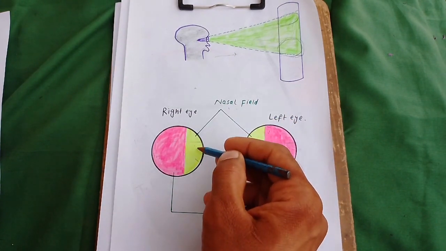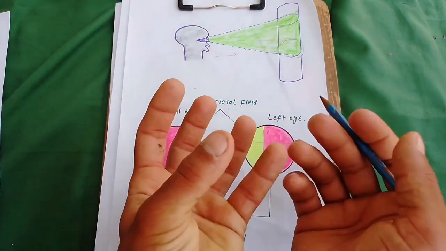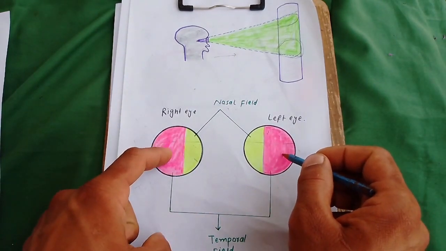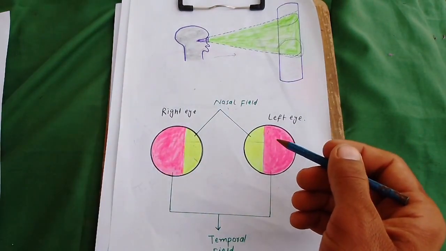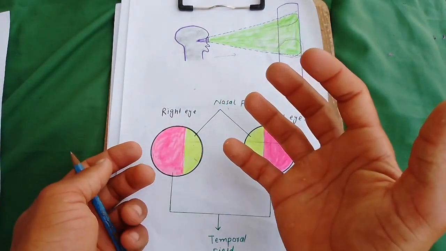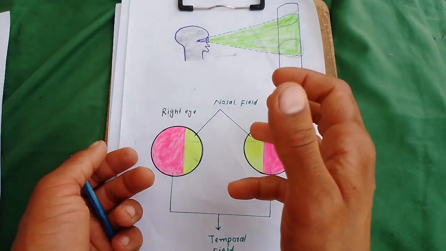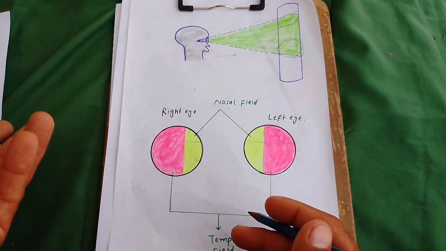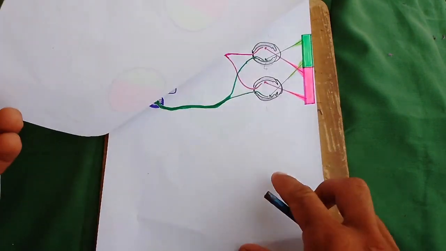Here, this part gets the nasal field. This part is the temporal part of the retina, so this part receives the temporal field. Okay. Why is it called the temporal field? Why is it called the nasal field?